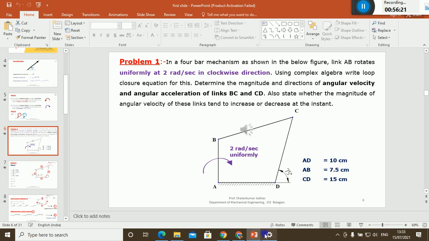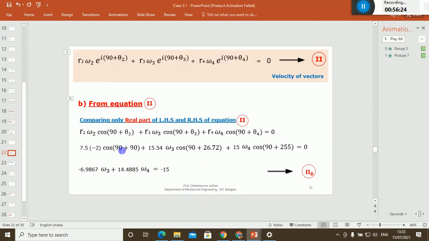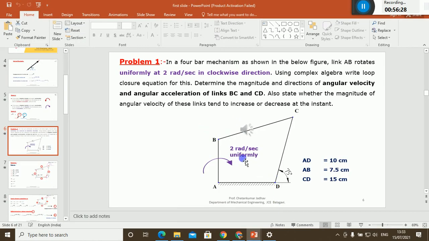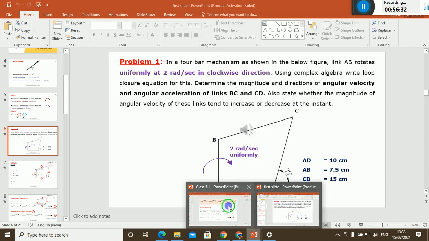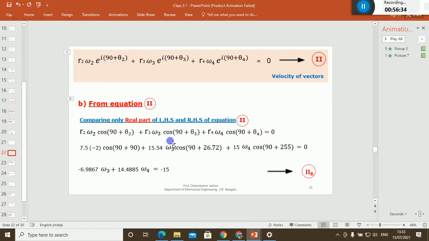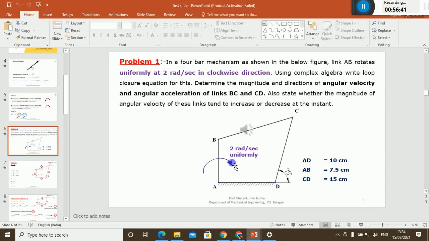Same thing I have substituted here. Omega 2 is negative, -2 radian per second. So 2 is given. Clockwise, I'll take it as a negative. If you know omega 3, just write it, otherwise keep it as it is. You don't know omega 4 also, just keep it as it is, because only omega 2 is given. The angular velocity of the second link is given. The remaining is unknown. You need to find that out.